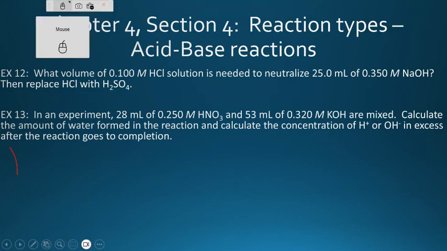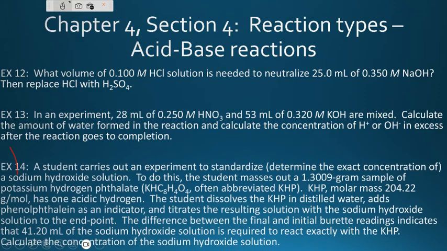Now, other things that we can do with acids and bases, we can carry out an experiment to standardize. When we mean standardize, it means that we're trying to figure out just how strong this thing is, determine the exact concentration of sodium hydroxide. Okay, so I'm going to do this and mass out 1.3009 grams of potassium hydrogen phthalate, KHP, and I give you the molar mass, and it has one acidic hydrogen to donate, has one hydrogen to play with.